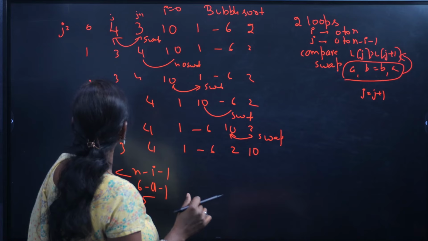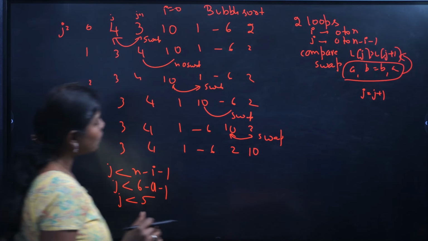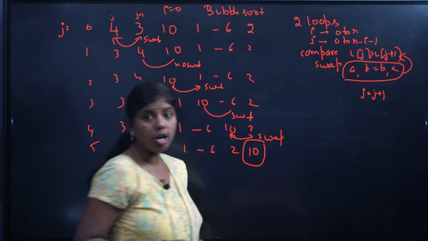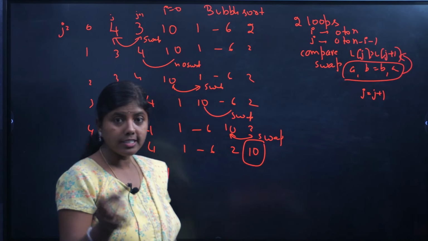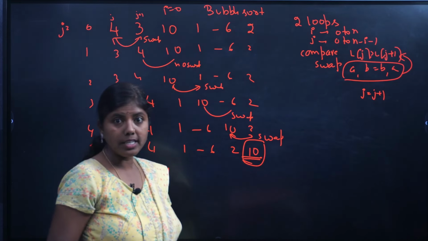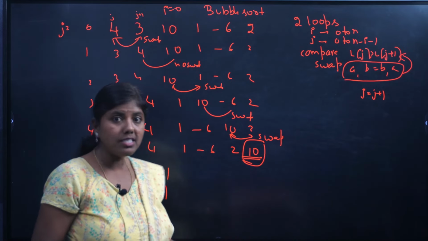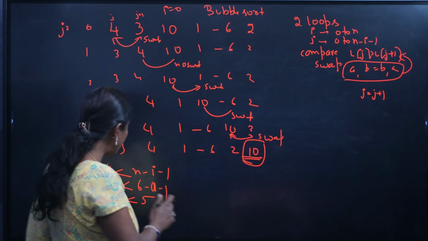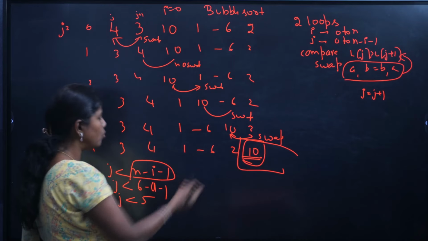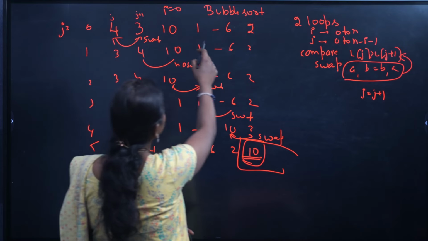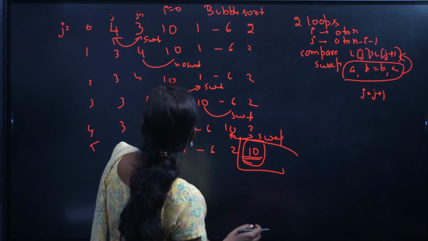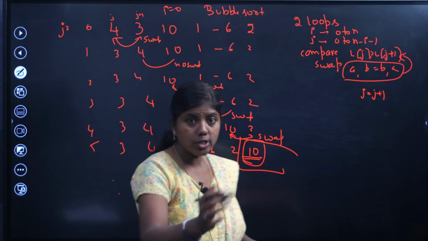After that, what happens here? You can see the element 10 is already sorted. This part is already sorted. Next, what happens in the next iteration? I need not go till the end, because this part is already sorted.